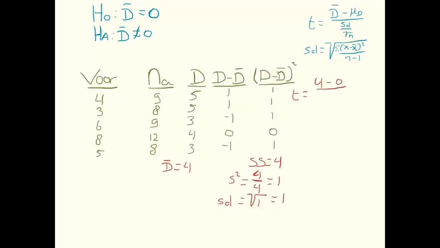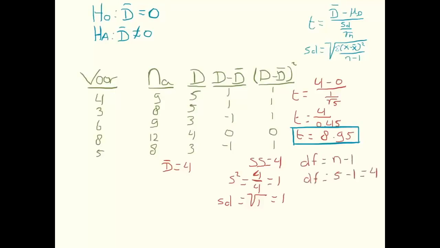N is equal to 5, so this is 1 divided by the square root of 5. If we continue calculating, we will see that 4 minus 0 is 4, and 1 divided by the root of 5, you can use your calculator for this, of course, is equal to 0.45. And then 4 divided by 0.45 is 8.95, and this means that the t-value is equal to 8.95. In order to subsequently determine the p-value, the probability value, we are also going to need the number of degrees of freedom. And the number of degrees of freedom equals n minus 1, so in this case 4. And with this calculated t-value and the number of degrees of freedom, we have enough data to be able to look up the corresponding p-value.